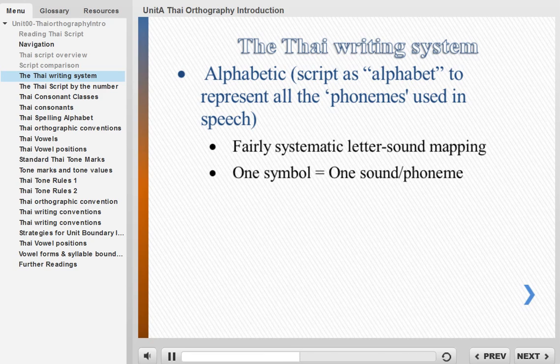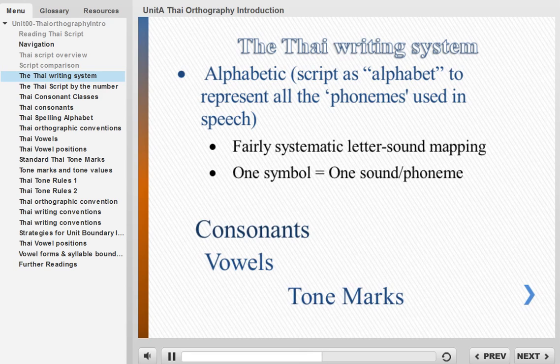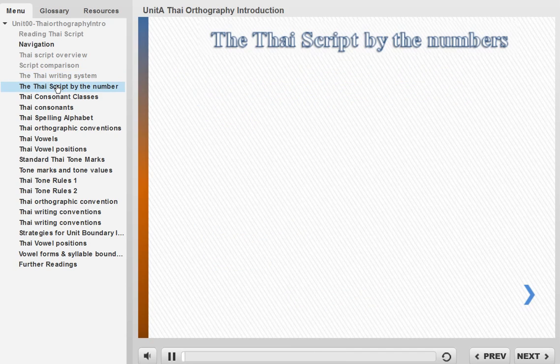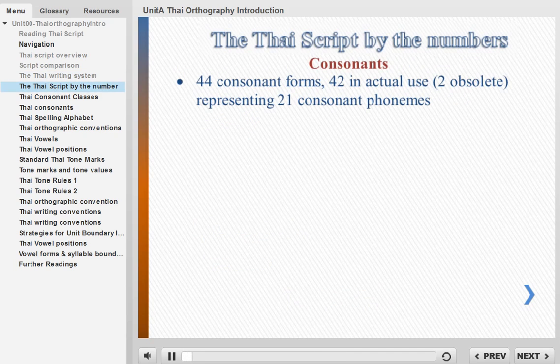Thai is a tonal language. Therefore, in addition to the symbols or letters representing consonant and vowel sounds, Thai also makes use of tone marks, diacritic symbols representing tones. There are 44 consonant forms, of which 2 are obsolete. Therefore, 42 consonant forms are in actual use, representing 21 consonant phonemes.